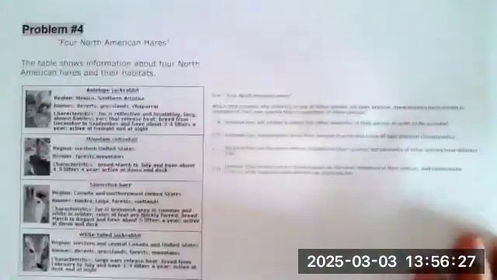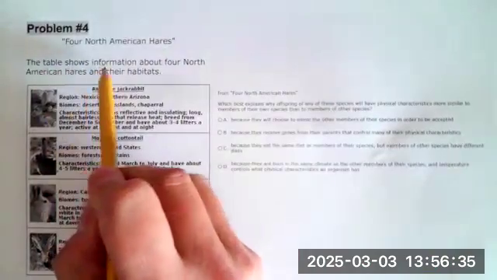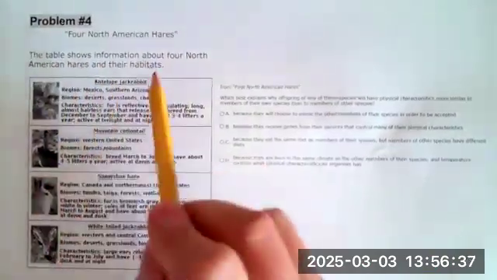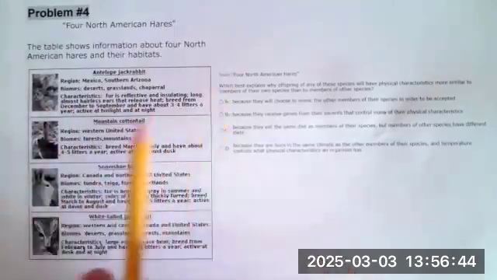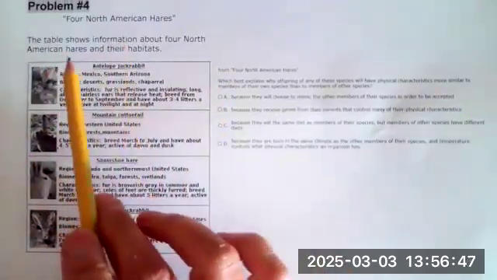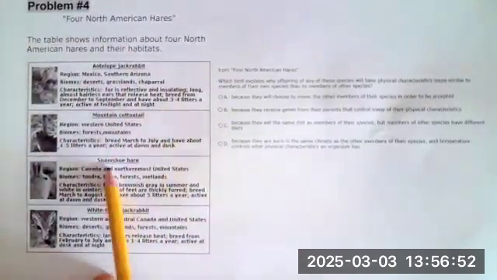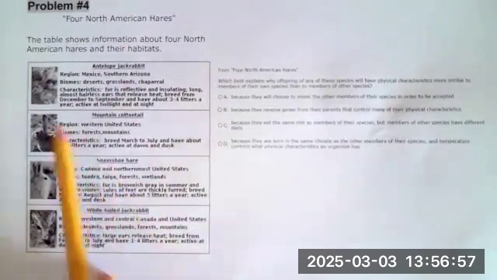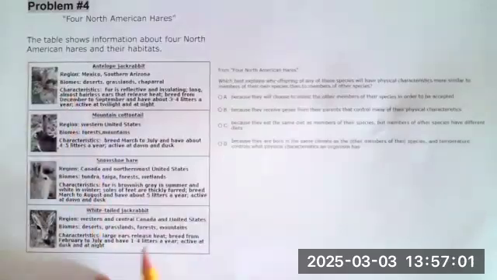Okay. All right. I love this problem. This is going to get me obsessed because you're talking about 4 North American hares, and this table shows information about the 4 North American hares and their habitats. So it gives you the species of the hare, not like the kind you grow on your head, the kind that go, the rabbits, or sorry, they're hares. And this is the antelope jackrabbit, the mountain cottontail, the snowshoe hare, the white-tailed jackrabbit. It gives you information about their region, the biomes, the characteristics, all this beautiful information.